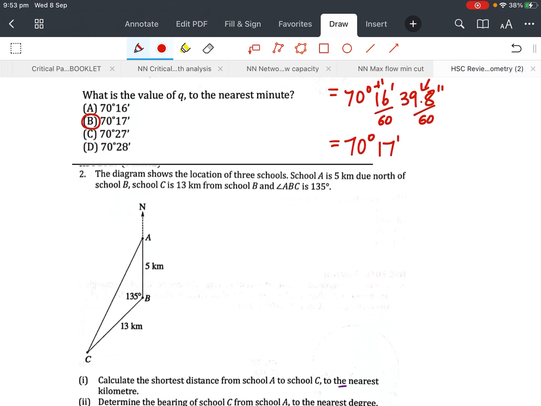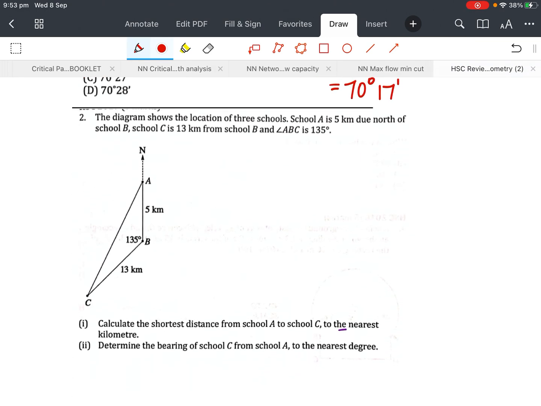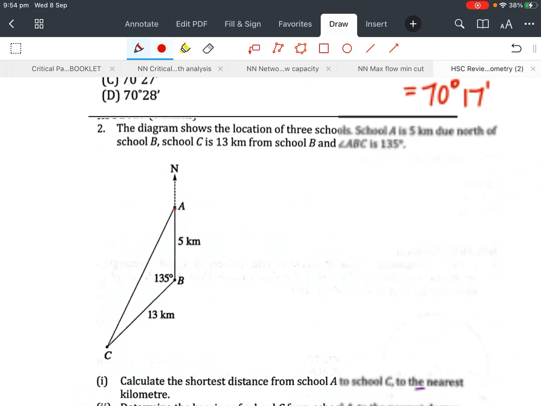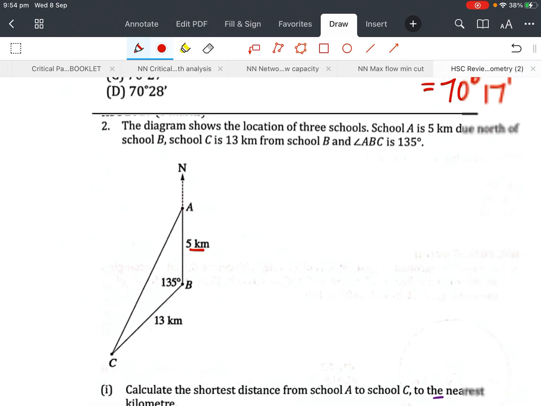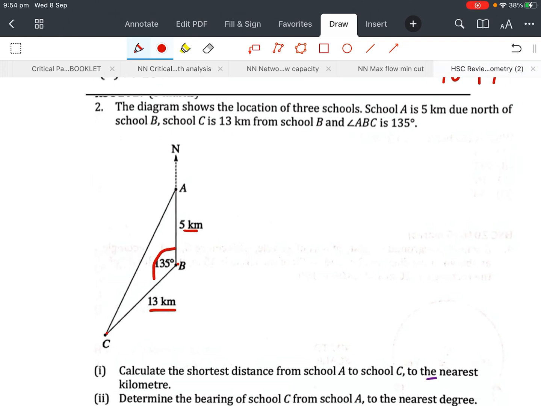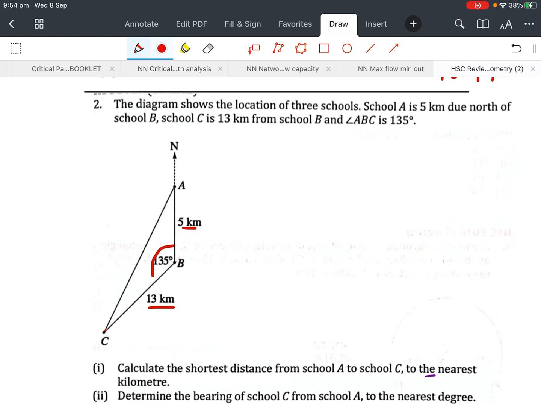Alright, next one. Question number 2. This one's a little bit more convoluted. The diagram shows the location of 3 schools. Here's A. It's 5 k's due north, alright, so they've given us 5 k's, that's good. Due north of school B, there's B in the middle. School C, down there on the left, is 13 k's, and they've given that to us. And ABC is 135. So we know those 3 things already in the diagram, so we don't have to put them in. So our first thing we have to do is calculate the shortest distance from school A to school C to the nearest kilometre.